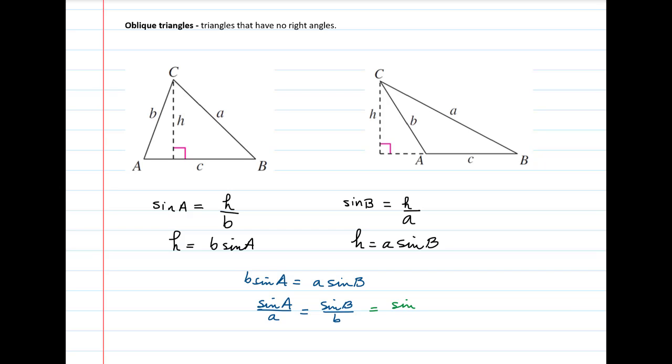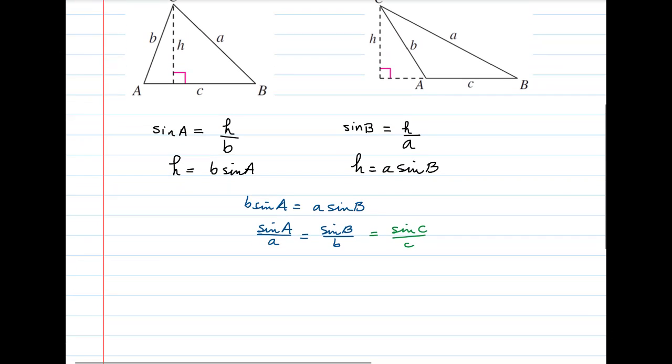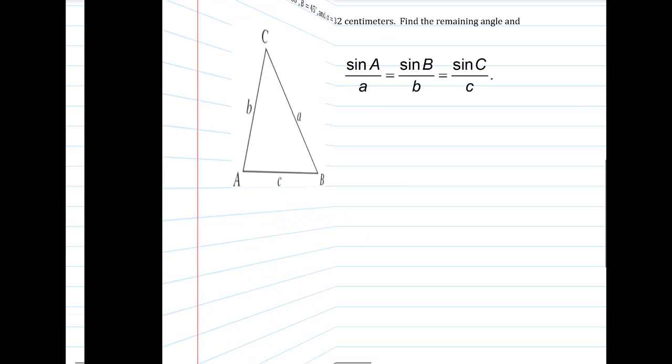In the same way we can prove or derive for the angle C. Just for the sake of time, we'll just write it in here. This will also be equal to sine of C divided by lowercase c. And there we have it. That's our law of sines.